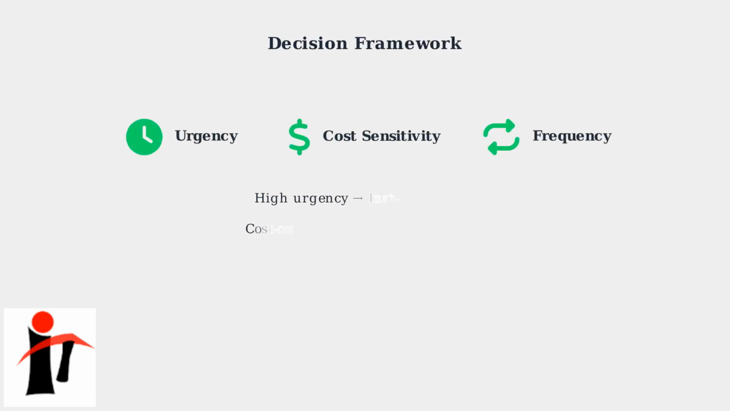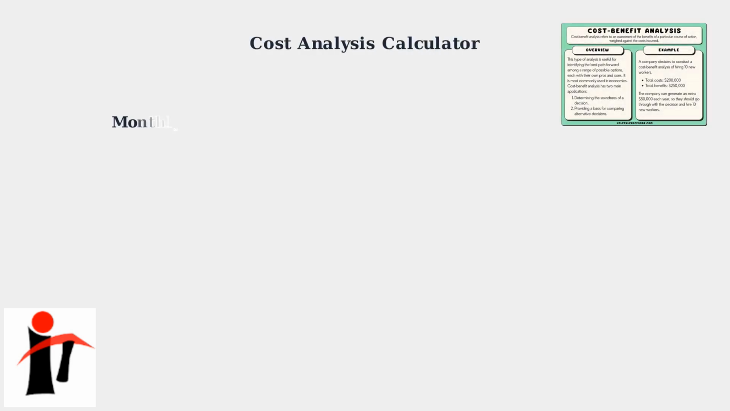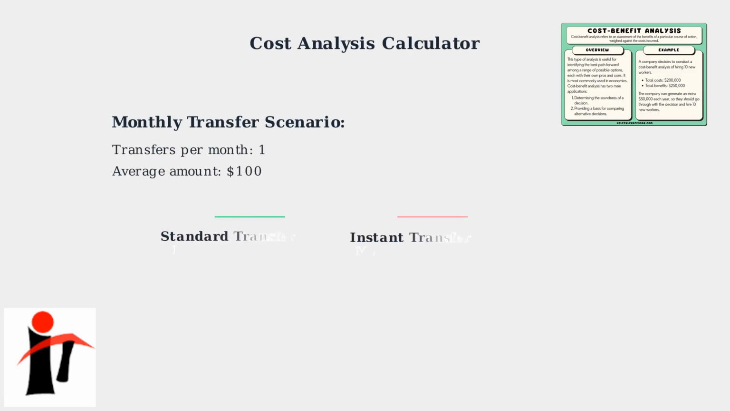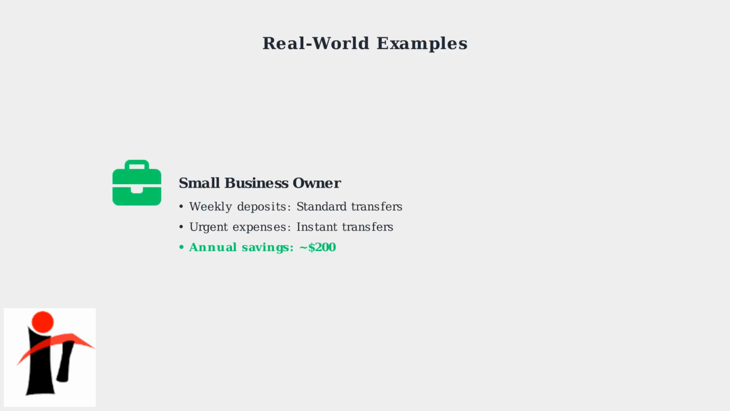When choosing between standard and instant transfers, your decision should be based on 3 key factors: urgency, cost sensitivity, and frequency of use. Let's analyze the real cost impact of your transfer choices. For someone making 10 transfers per month, the difference between standard and instant transfers can be significant. Let's examine how different users optimize their transfer strategies.